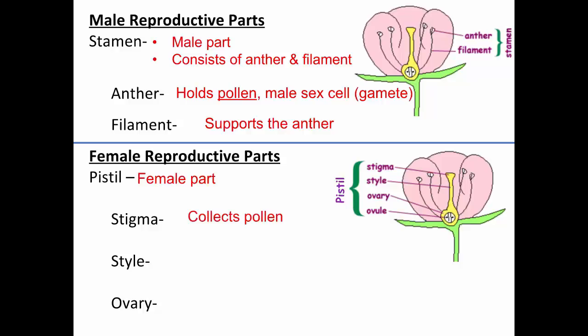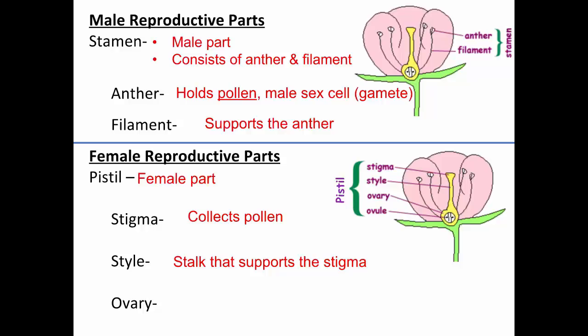The stigma at the top is where pollen grains need to land in order for pollination to occur. So pollen lands on that stigma. The style is this elongated part that keeps the stigma up in the air. And then in the base, this enlarged part, this is the ovary.